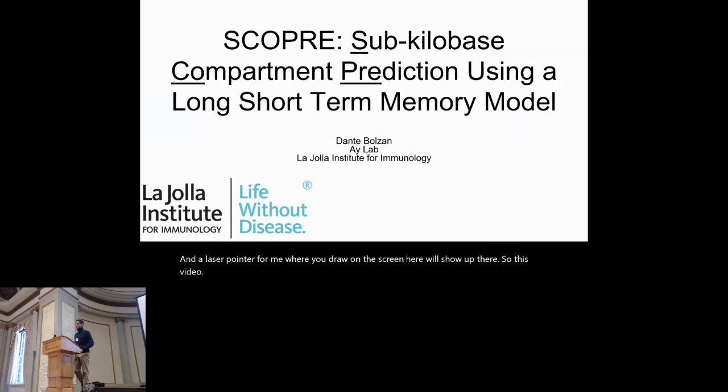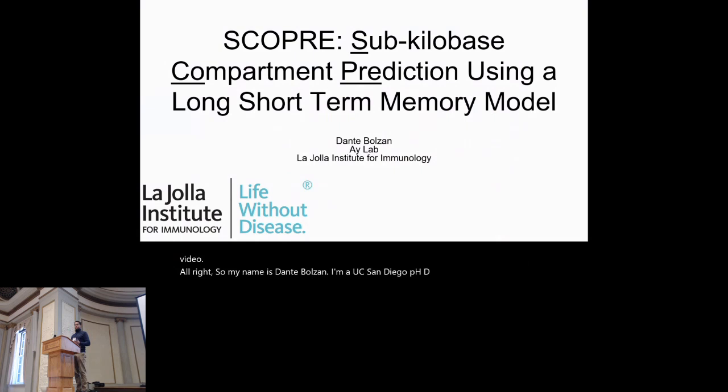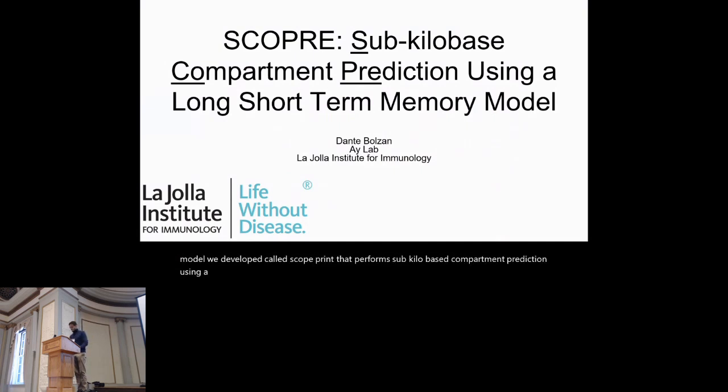All right. So my name is Dante Bolzan. I'm a UC San Diego PhD student in the iLab, the La Jolla Institute for Immunology. And today I'm going to be talking about a deep learning model we developed called SCOPRE that performs sub-kilobase compartment prediction using a long short-term memory model.